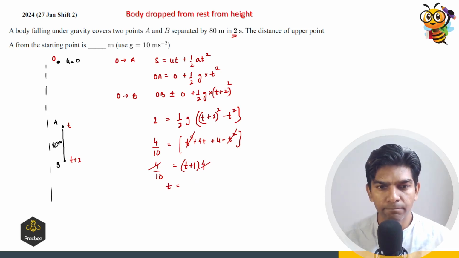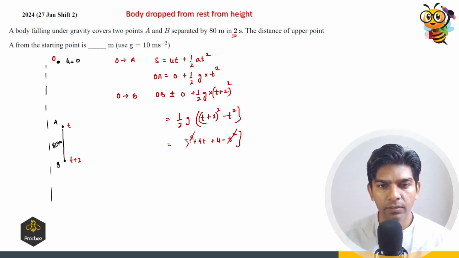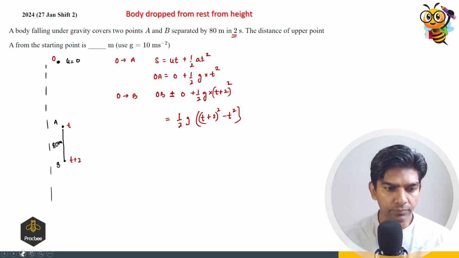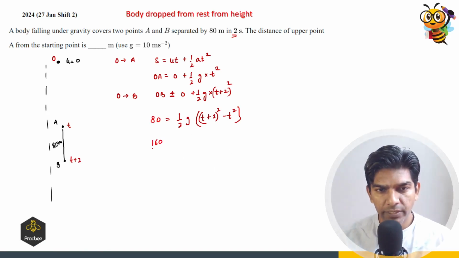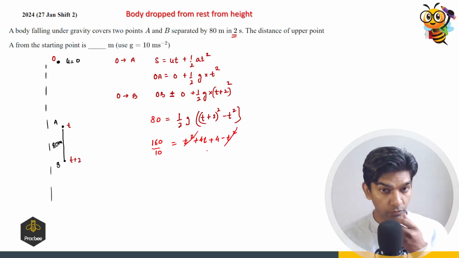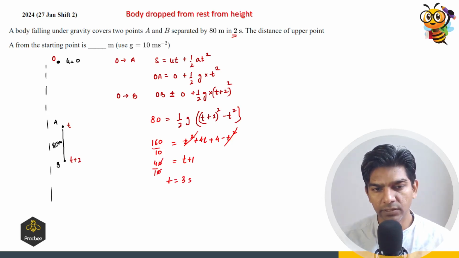Sorry, the distance between them is 80, not 2. Let me rewrite this. It is 80, so it will be 160 by 10, and this will be t square plus 4t plus 4 minus t square. So t square will get cancelled out. So we can take 4 common on the right hand side. So t plus 1 is equal to 40 by 10, which is nothing but 4. So t comes out to be 3 seconds.